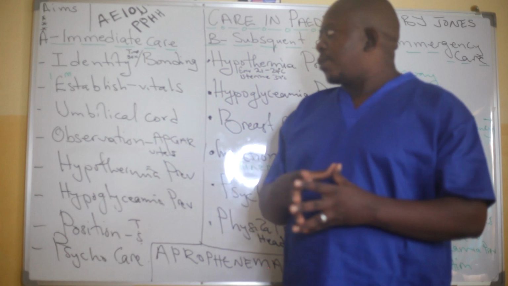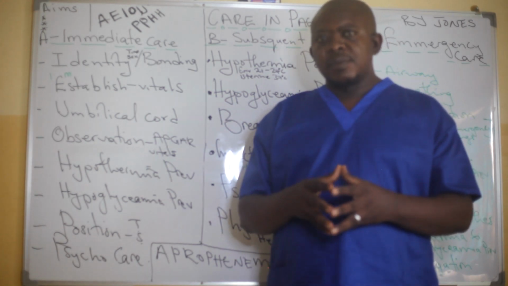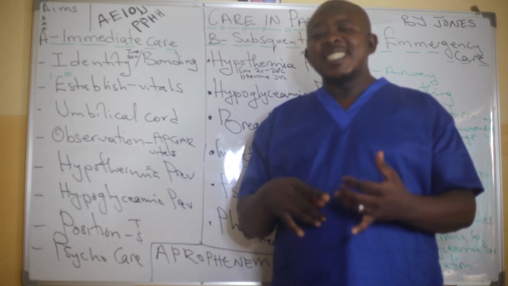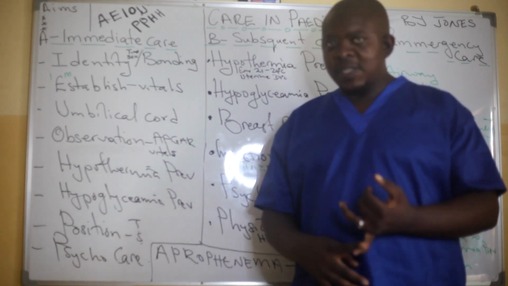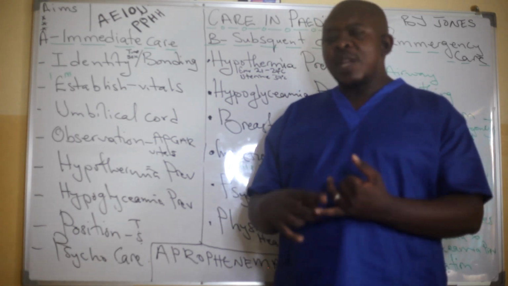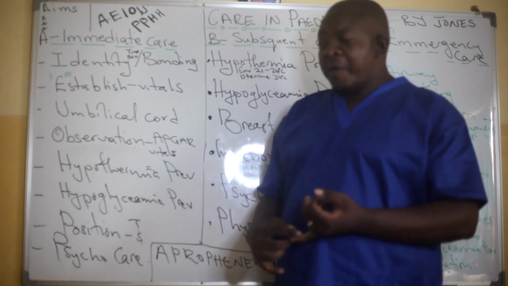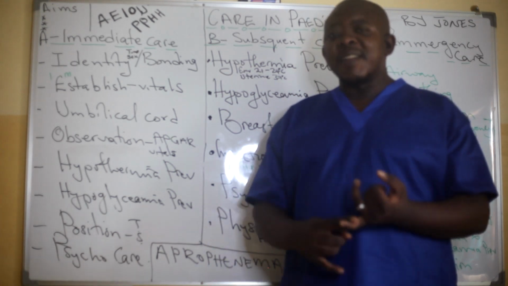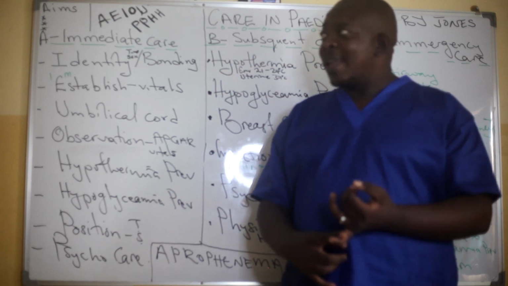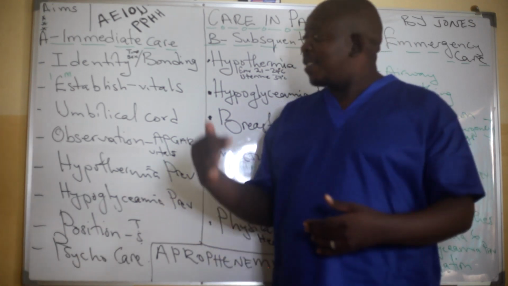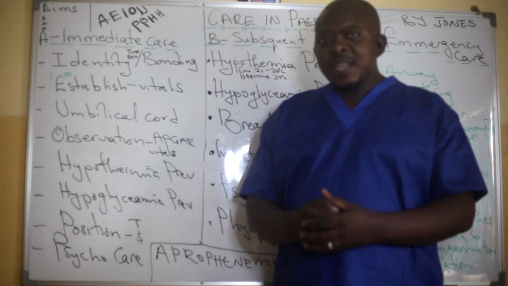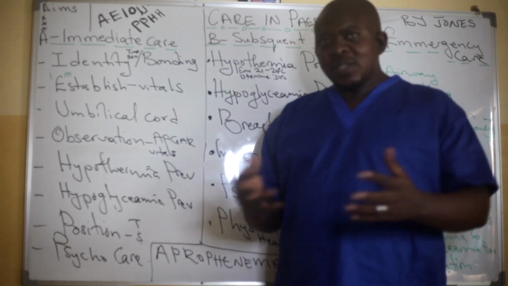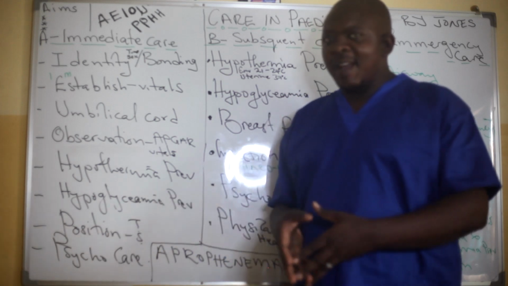Then we move on to establishing vitals. In establishing vitals, we are necessarily looking at initiating, establishing, and maintaining respiration. A good nursing care should have aims. One of the aims of immediate care of the newborn is to identify the baby by putting a name band, to initiate, establish, and maintain respiration, and to appropriately score the baby according to the Apgar score. Those can be some of your aims of immediate care of the newborn.